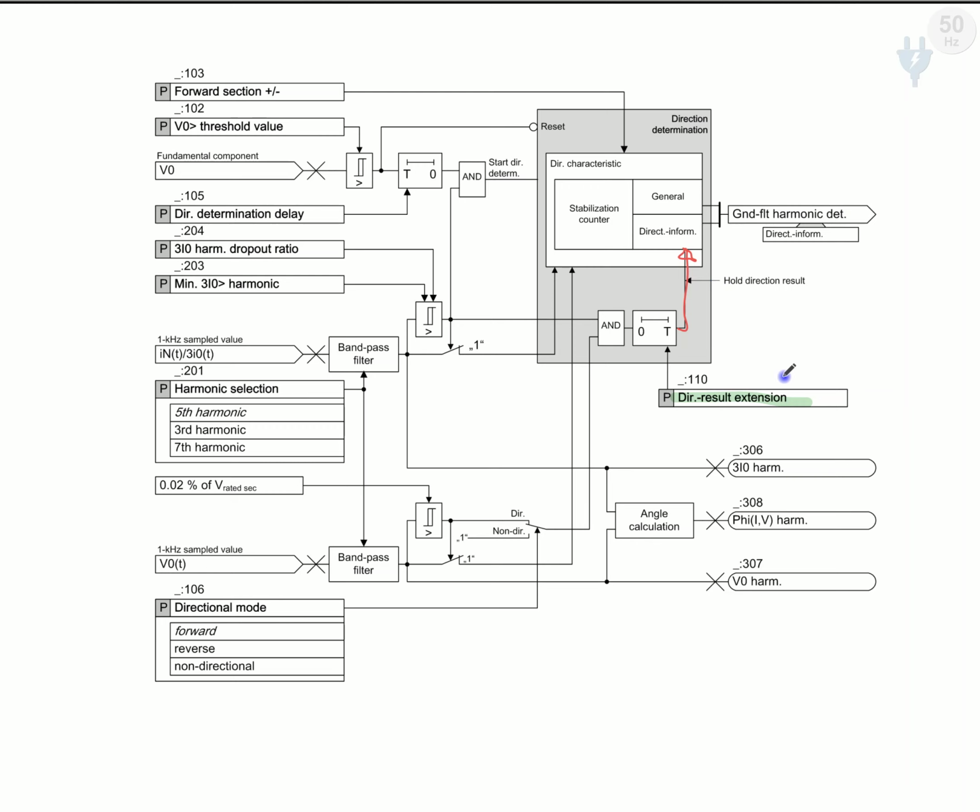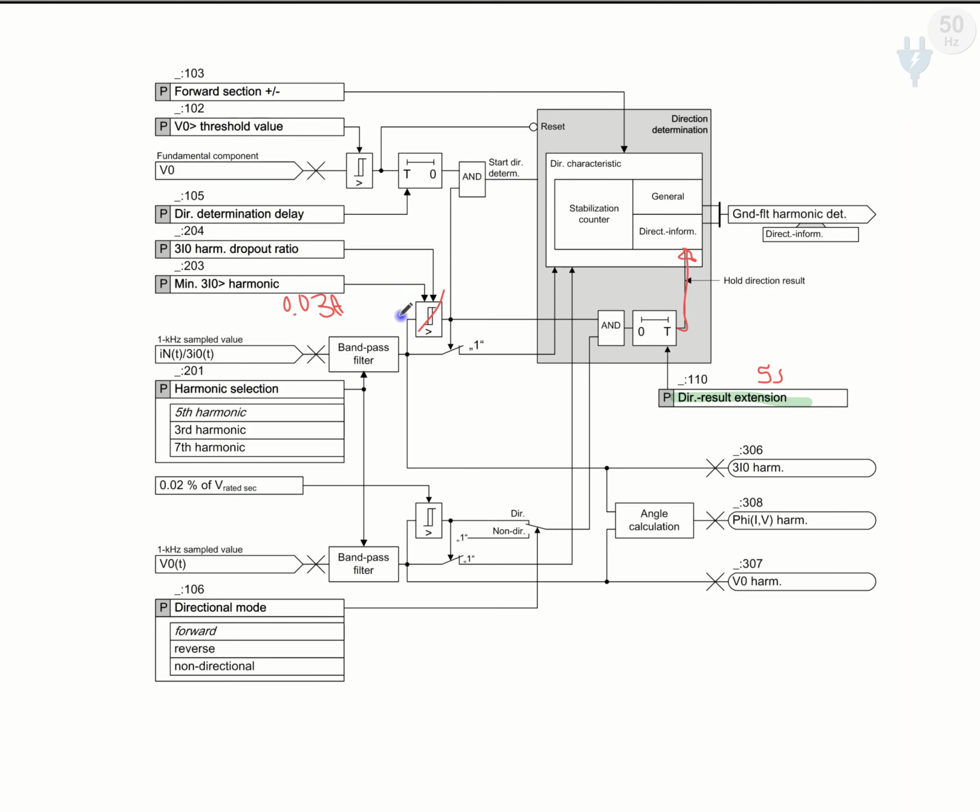stable. And we give around 5 seconds as a default. We can give any time, but the default is 5 seconds. That means for 5 seconds it remains as it is, even when the harmonics of zero sequence current fall below this threshold, which is around 0.03 amperes.